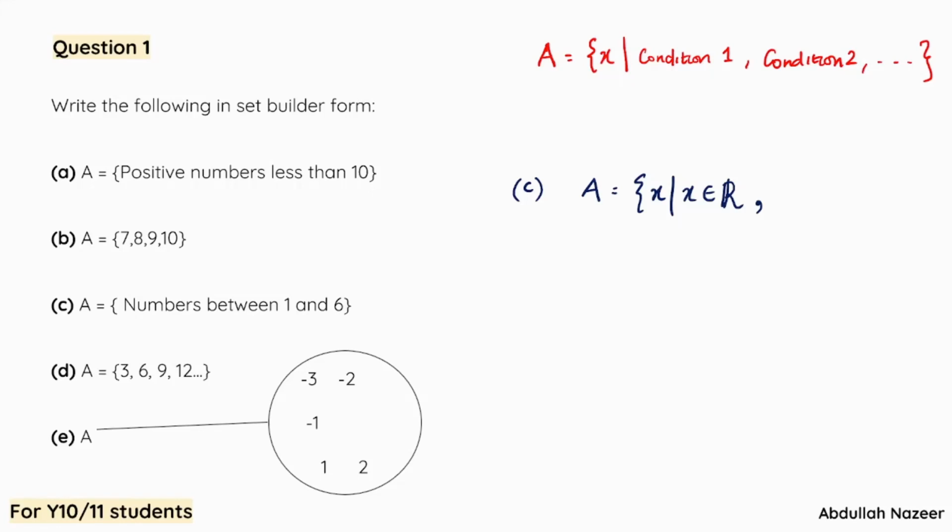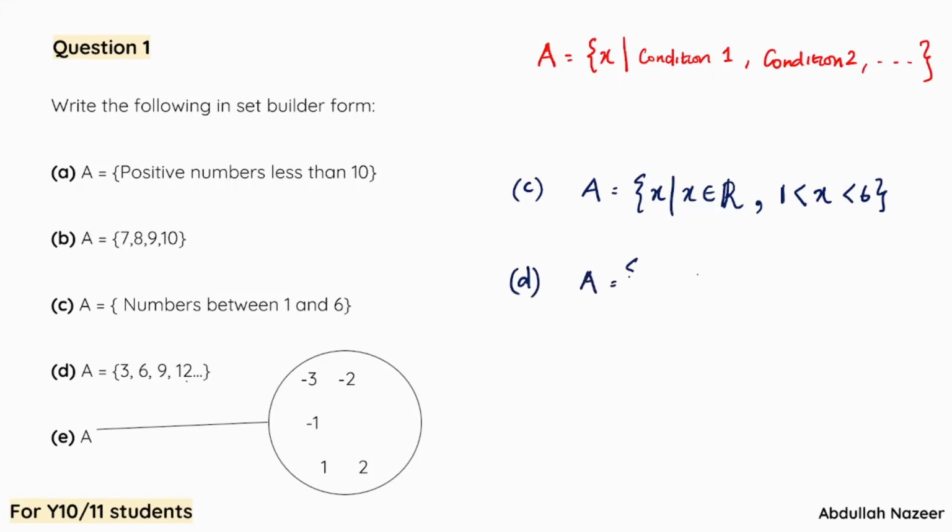Second condition, it has to be between 1 and 6. Remember, when the word between is used, 1 and 6 is not included, because between means excluding 1 and 6. Okay, now let's see how to do question D.